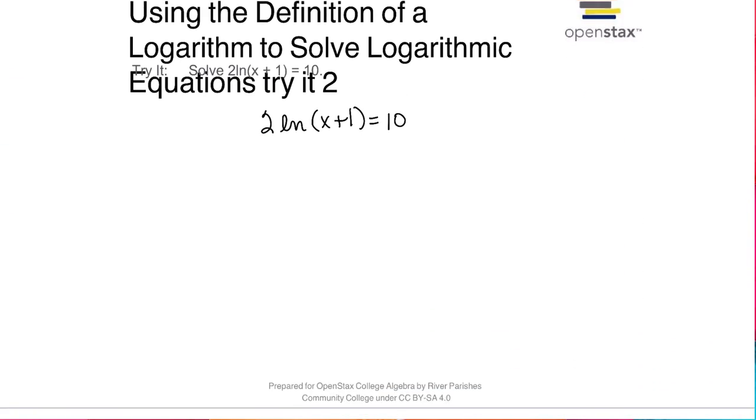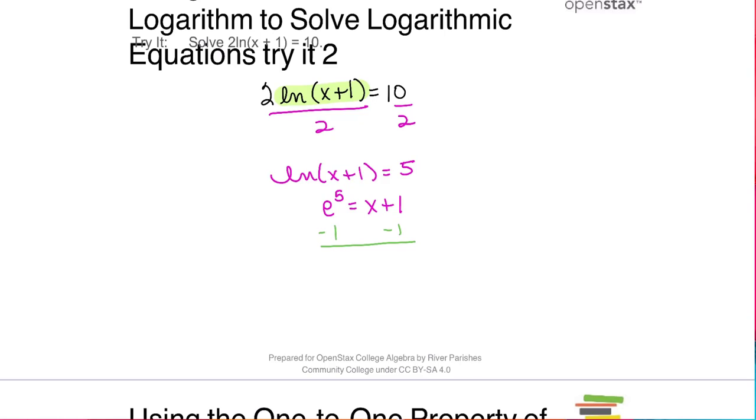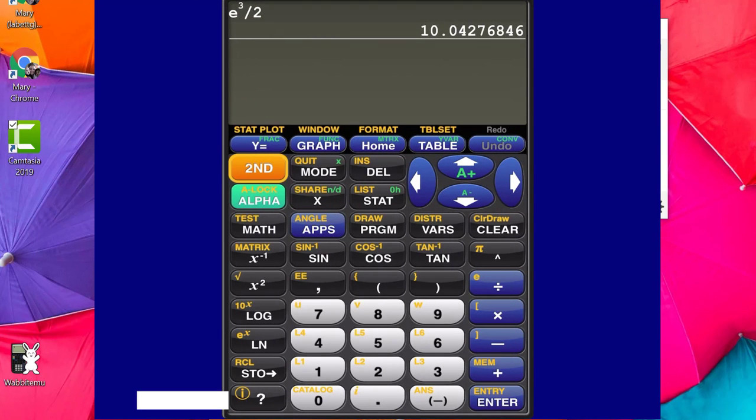Alright, let's try another one. We want to get this by itself first, so we need to get rid of that 2, so divide both sides by 2, and we end up with ln of x plus 1 equals 5. Now that the ln is by itself, that x plus 1 is stuck together. That's what you're taking the natural log of. We're going to rewrite this in exponential form, so e to the fifth equals x plus 1, and we want to get x by itself, so we subtract 1 on both sides, and we end up with e to the fifth minus 1 equals x. So we can just go here, e to the 5 minus 1 equals x, and that's 147.4132.